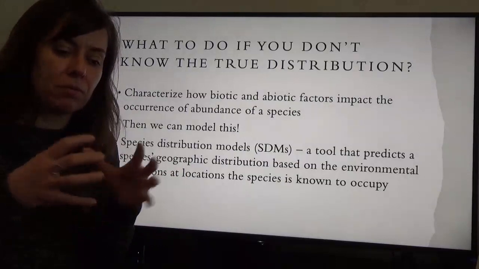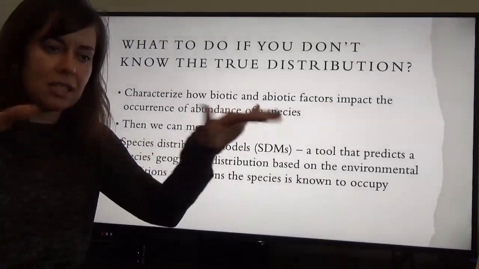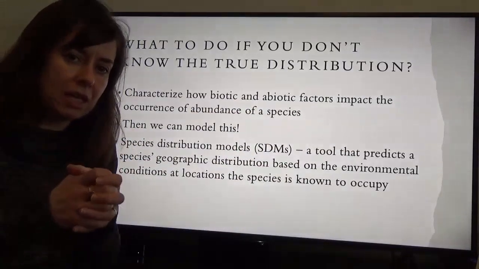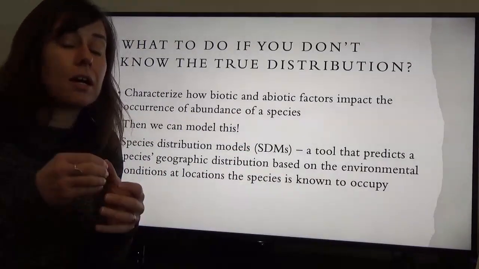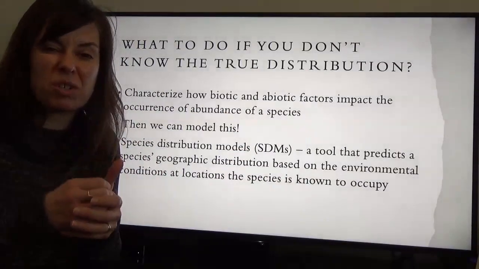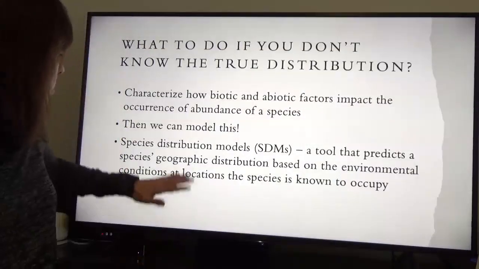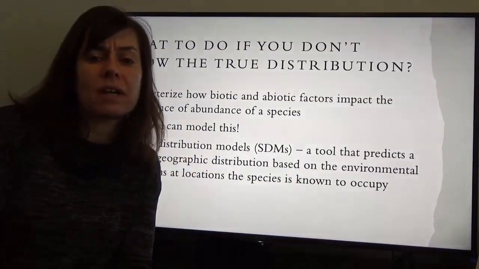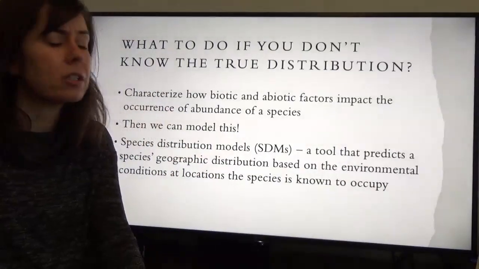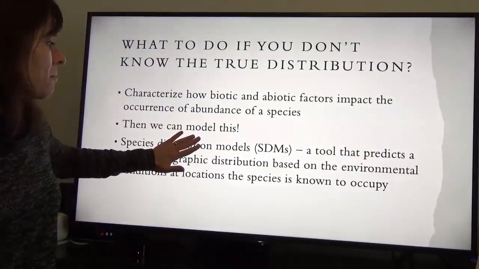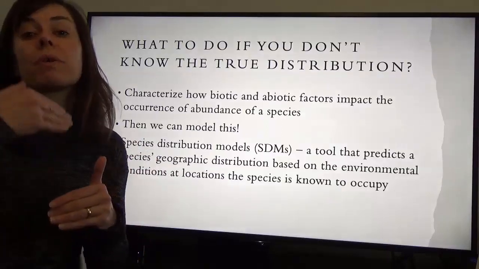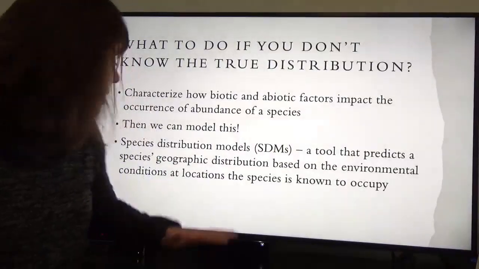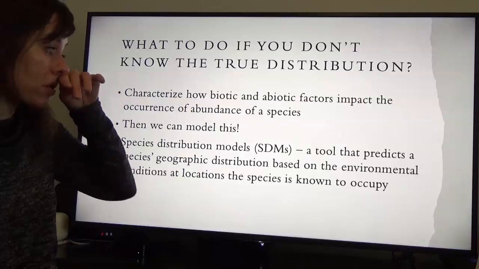So if you think about carving the landscape up into little grid cells where you say, okay, is that species present or absent? And what are the environmental conditions and what are some of the other biotic conditions that may be important? Then we can model this, especially when we're talking about environmental factors. It's harder to model the biotic components. But then we can model this and make predictions of where we expect that species to be on the landscape. And these are referred to as species distribution models.